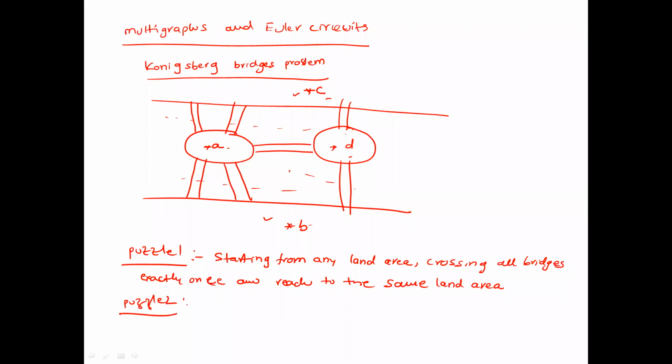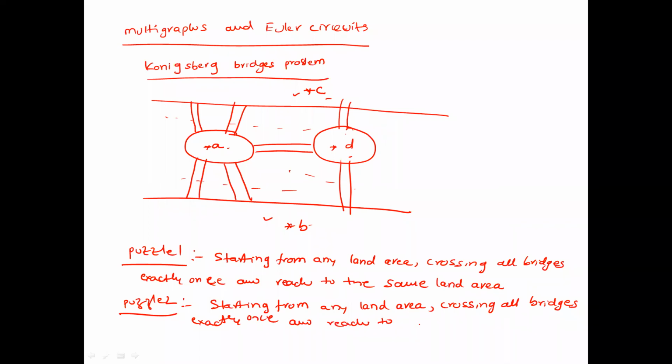a slight modification. If not the same land area, at least can I reach any other land area or not? So puzzle 2 is starting from any land area, crossing all bridges exactly once, and reaching any other land area.